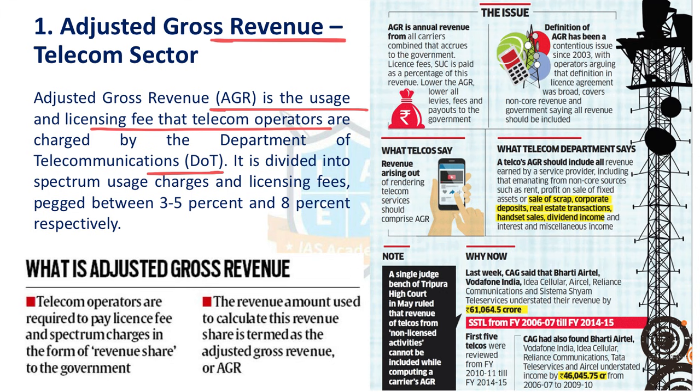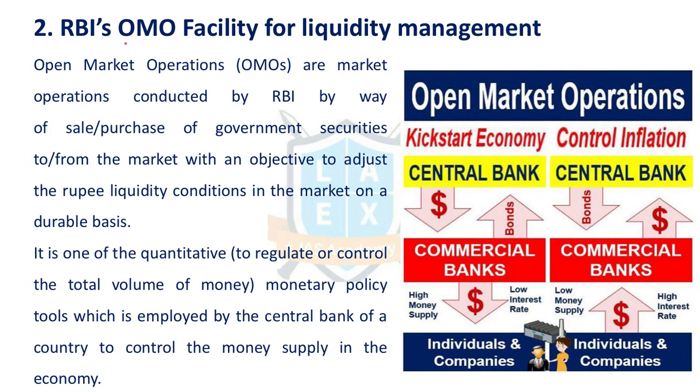This license fee is divided into usage charges and licensing fees, and it is pegged at 3.5 to 8% respectively. Many of the telecom companies have to pay this, and many of them are under distress. That's why the Supreme Court and the Department of Telecom have given a tenure to pay the adjusted gross revenue. Next issue is RBI's OMO, Open Market Operation facilities.